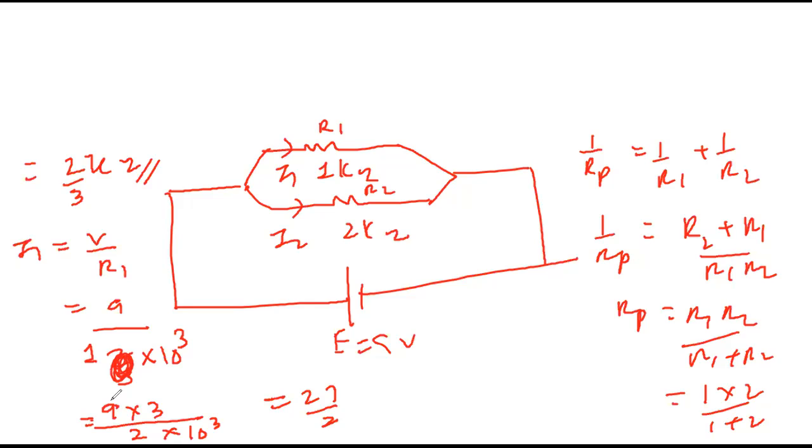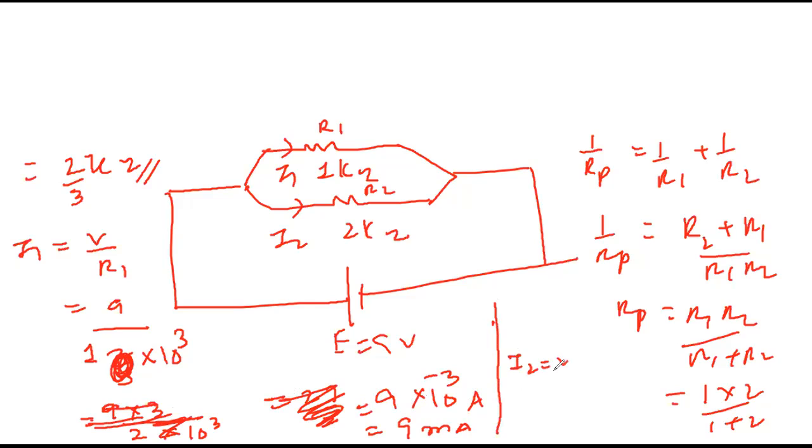R1 is 1 kilo ohm. Total resistance we got 2 by 3. I1 is V upon R1. V is 9 upon 1 kilo ohm, that is 10 raised to 3. So it will become 9 into 10 raised to minus 3 ampere. Or can we call it milliampere? This is the same as 9 milliampere. Similarly, I2 is V upon R2. V is 9. R2 is 2 kilo, 2 into 10 raised to plus 3. So it will become 4.5 milliampere. Understood both? Yes, sir.